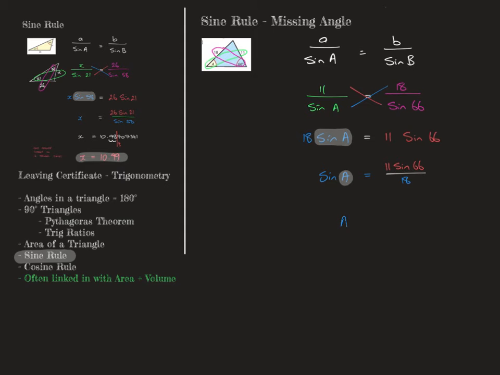So if I want A, what I need to do is get rid of the sine on this side. I need to get sine inverse of this. If I get sine inverse of sine A, I'll be left with just A. It's like saying the opposite of multiply is divide, which is what we did in the last step. When we're working with trig ratios, the opposite to sine is sine inverse.